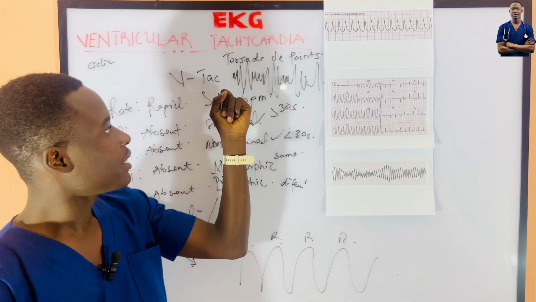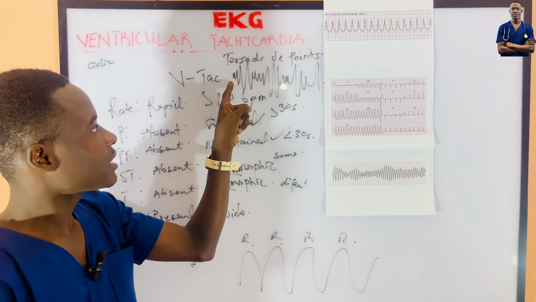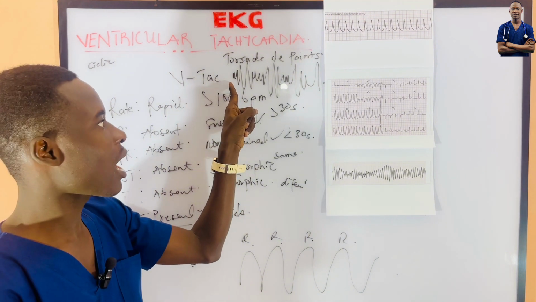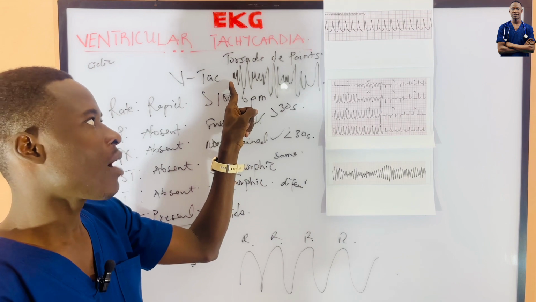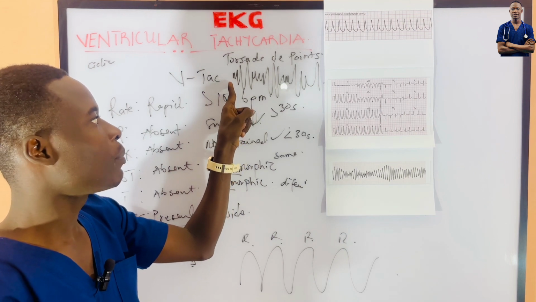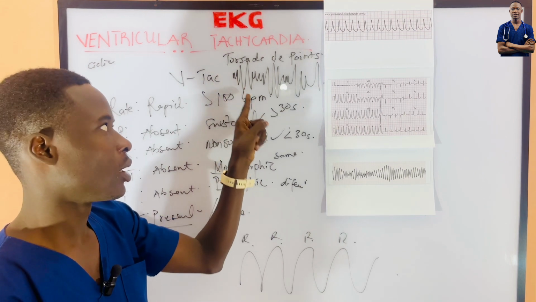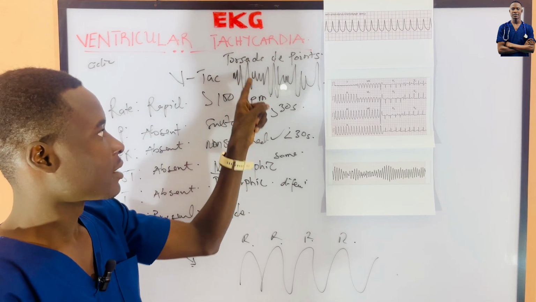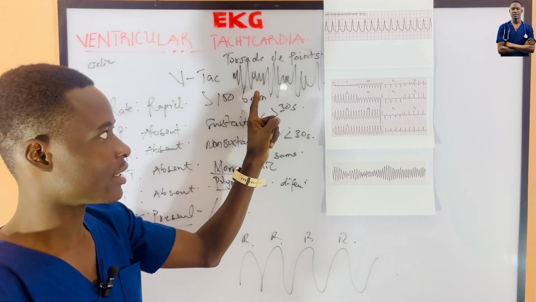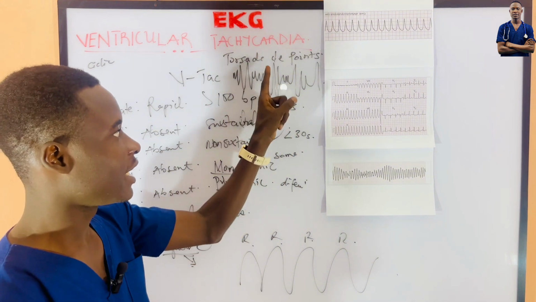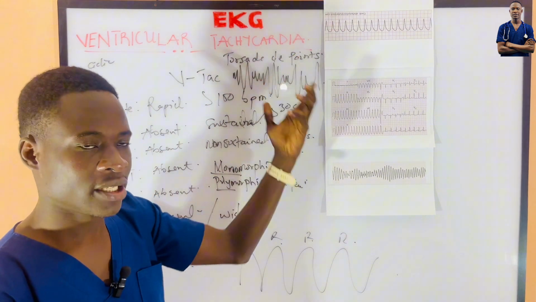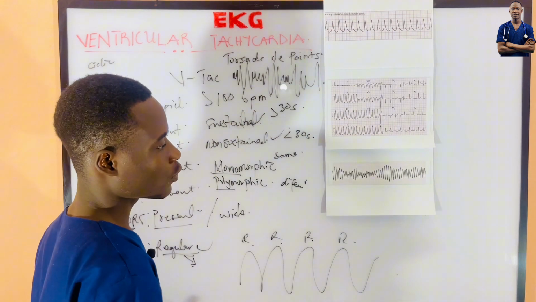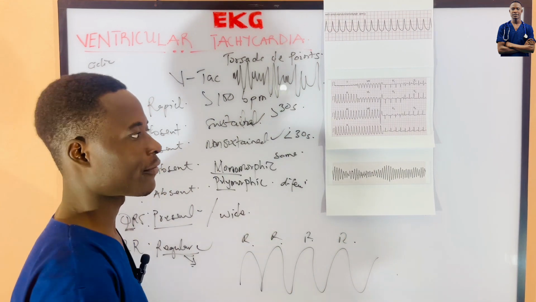So you get a cyclic pattern. It starts with low amplitude of the QRS complex, and the amplitude will be increasing. Then in some parts it will be decreasing, and it will be increasing again, and decreasing. This is what we call torsade de pointes. An example of torsade de pointes is this graph.